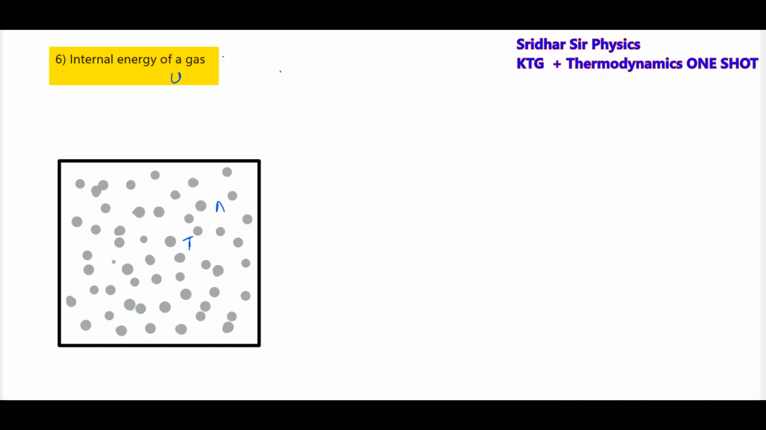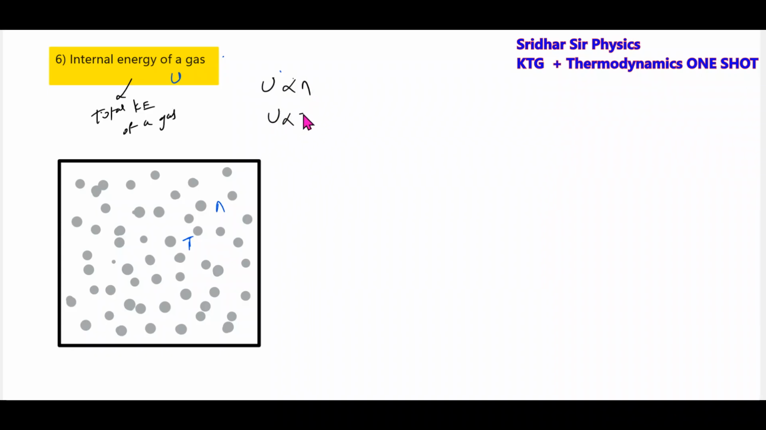It depends on what all? The total energy is directly proportional to the number of moles. As you increase the number of molecules, the total kinetic energy of the gas will increase. The total kinetic energy of a gas, that only we call internal energy. So therefore, the internal energy is directly proportional to the amount of gas.